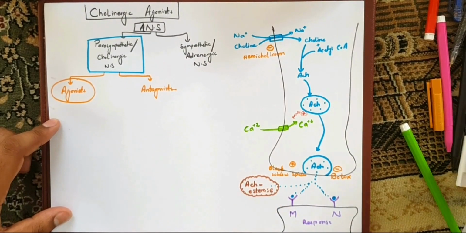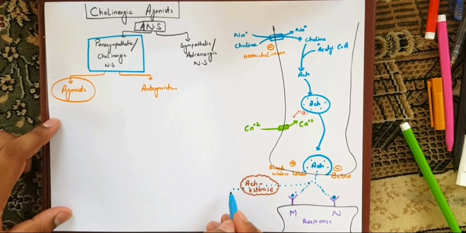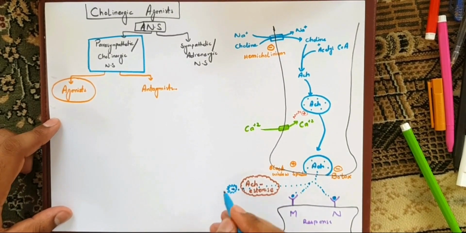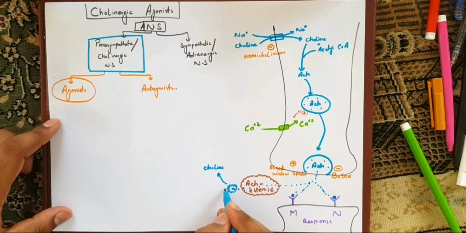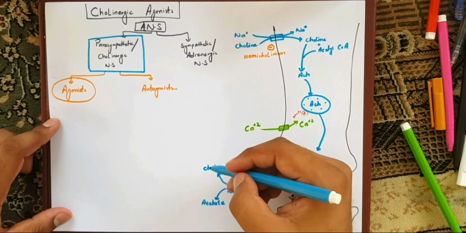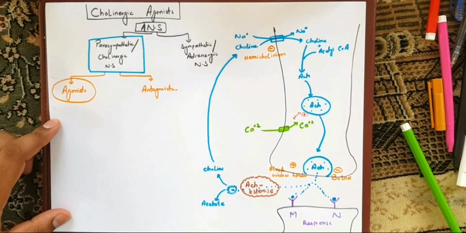Acetylcholine can then either act on the muscarinic and nicotinic receptors to produce a response in the postsynaptic neuron, or it can be broken down by the acetylcholinesterase enzyme, which breaks the acetylcholine into choline and acetate molecules.